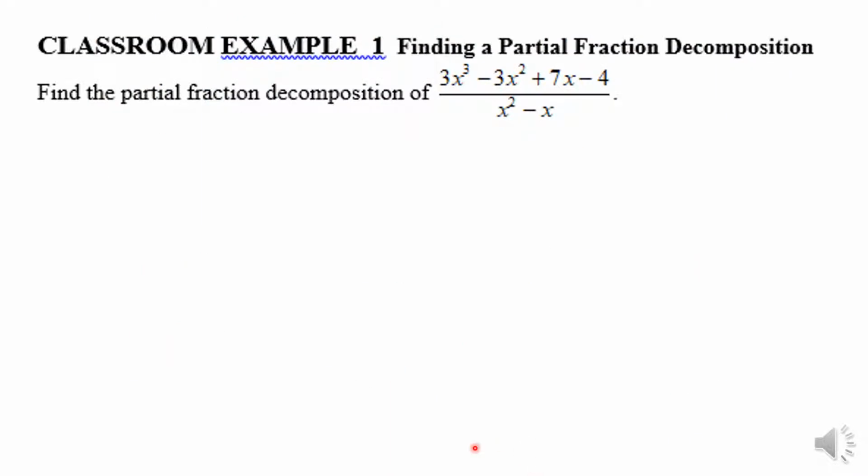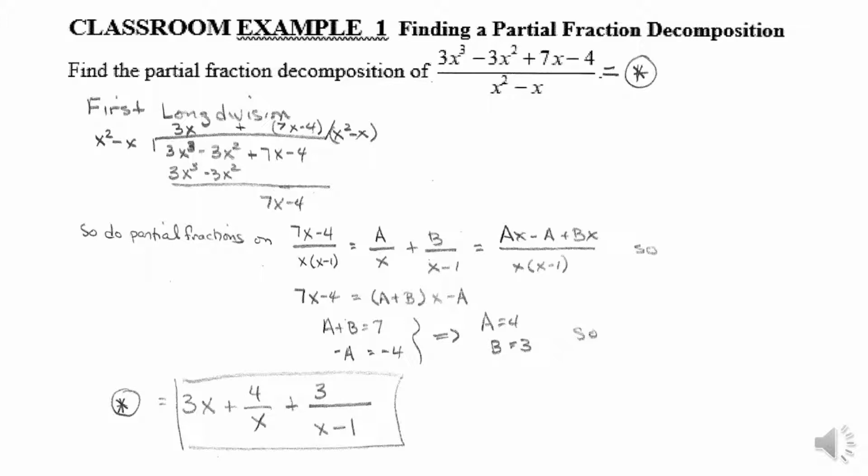Here's the first example. Pause the video now. Let's see how you did. First we do long division, and we get 3x plus, and this is the term where the degree of the numerator is strictly less than the degree of the denominator. So we will do partial fraction decomposition on this. So we factor the denominator, and we get two linear factors, x and x minus 1.